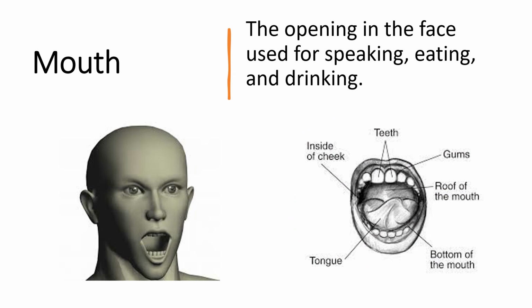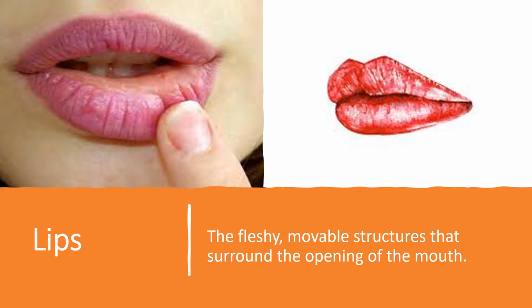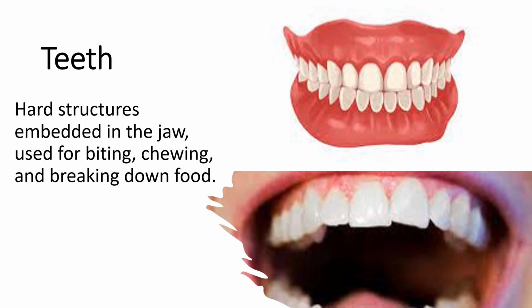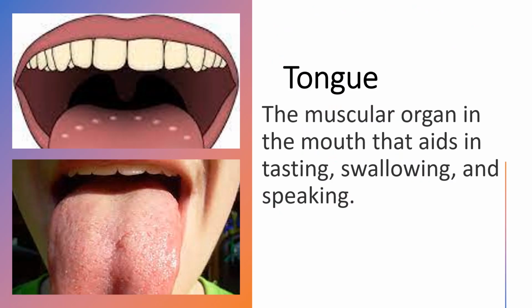Mouth, the opening in the face used for speaking, eating, and drinking. Lips, the fleshy, movable structures that surround the opening of the mouth. Teeth, hard structures embedded in the jaw used for biting, chewing, and breakdown of the food. Tongue, the muscular organ in the mouth that aids in tasting, swallowing, and speaking.